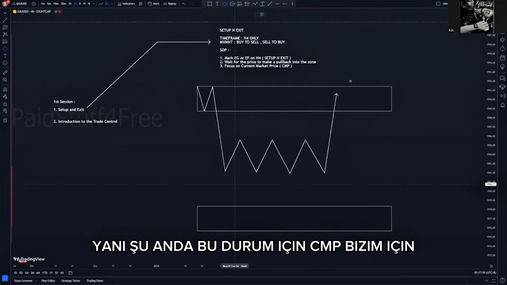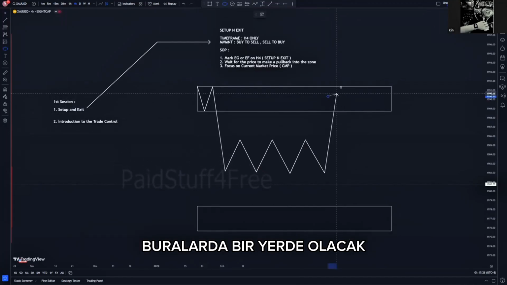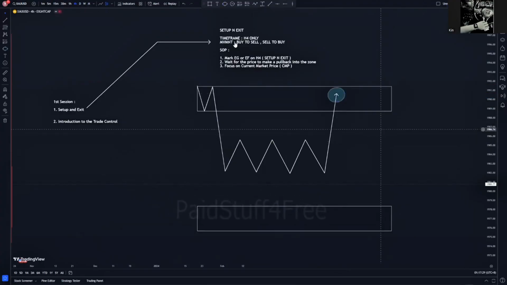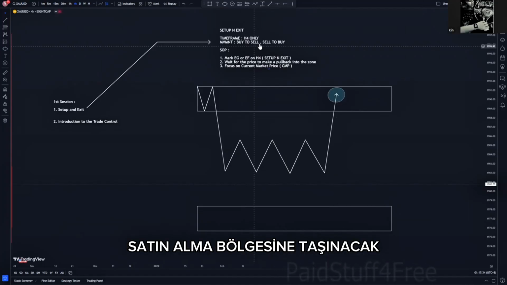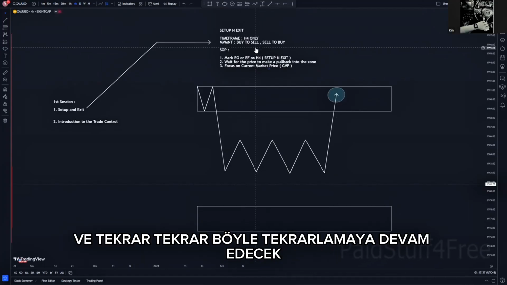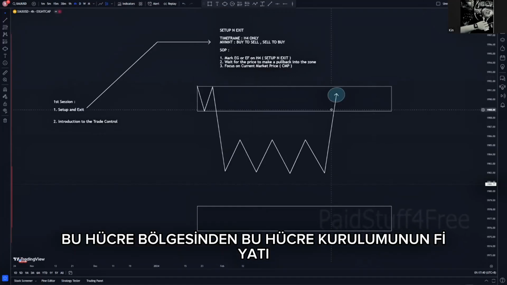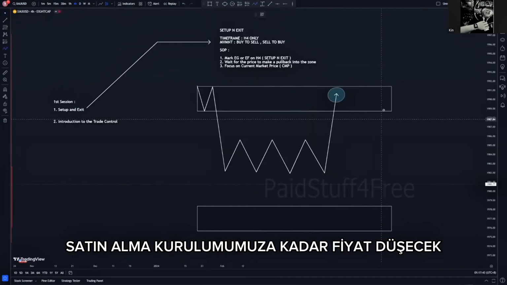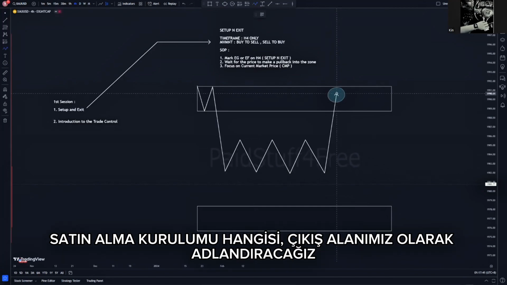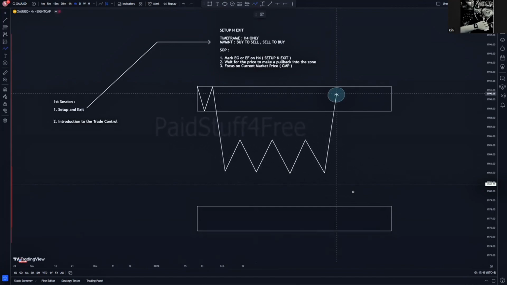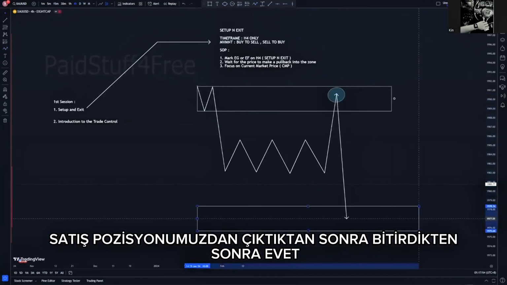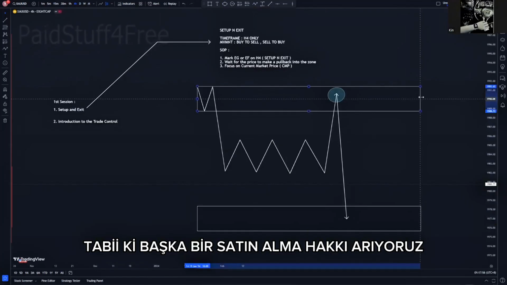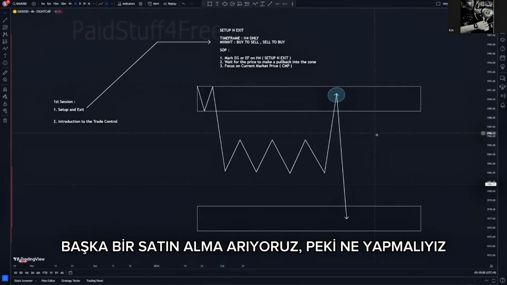The CMP for us right now, for this situation, is going to be somewhere around here. And back to what I said just now about the movement: from the buy zone, it's going to move to the sell zone, and from the sell zone, it's going to move to the buy zone, and it keeps repeating like this over and over. From this sell setup, the price is going to go down to our buy setup, which we call our exit zone. When the price touches the exit zone, after we've exited our sell position, of course we're looking for another buy.